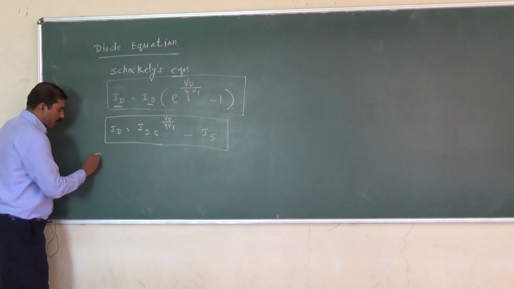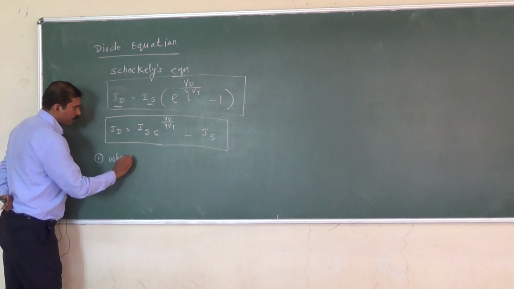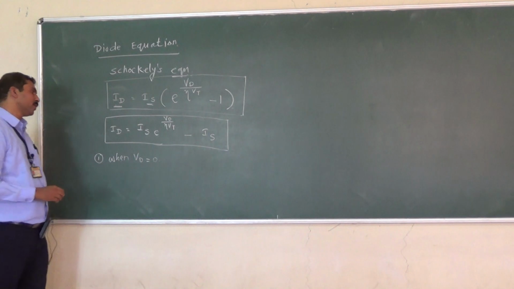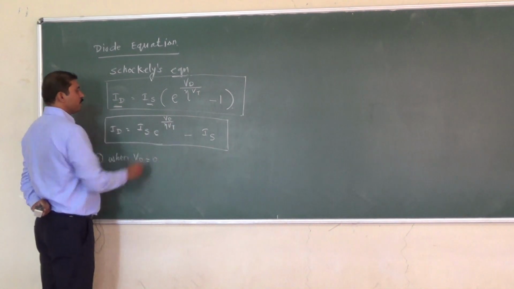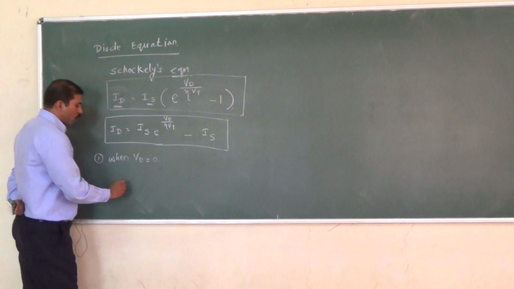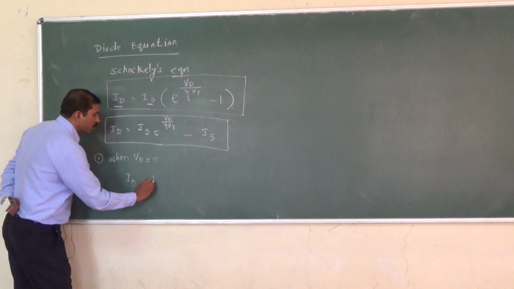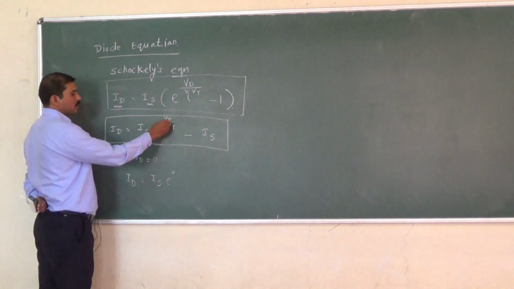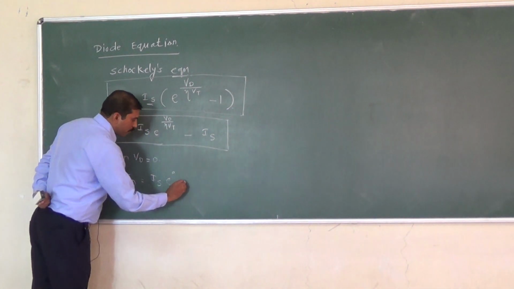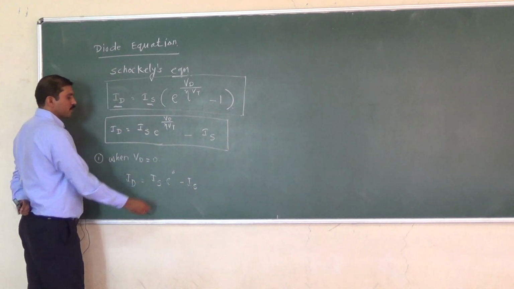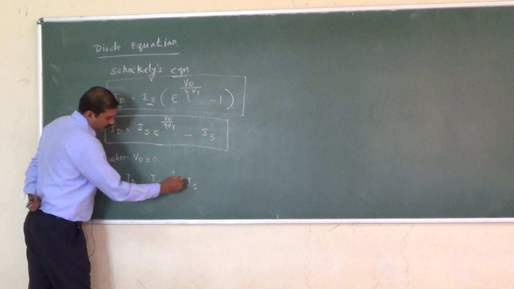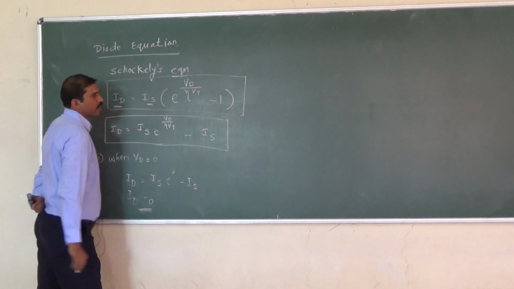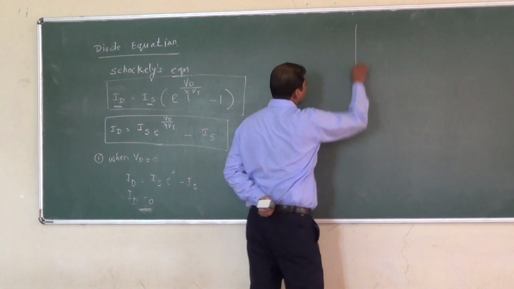Now case 1, when forward voltage is 0, that is no voltage is applied to the diode, and if we substitute Vd is equal to 0 here, what we get is ID is equal to Is into e raised to power 0 minus Is. 0 divided by anything is 0. Anything raised to power 0 is 1. So Is minus Is, we get ID is equal to 0.